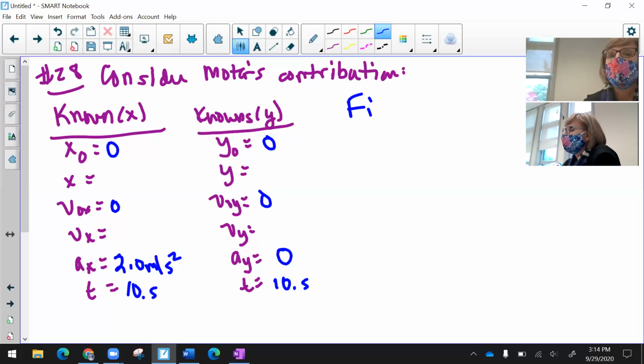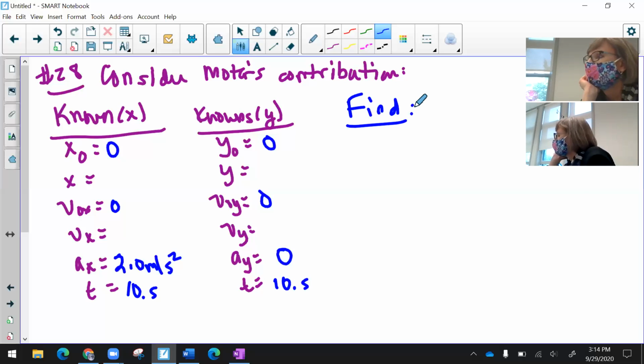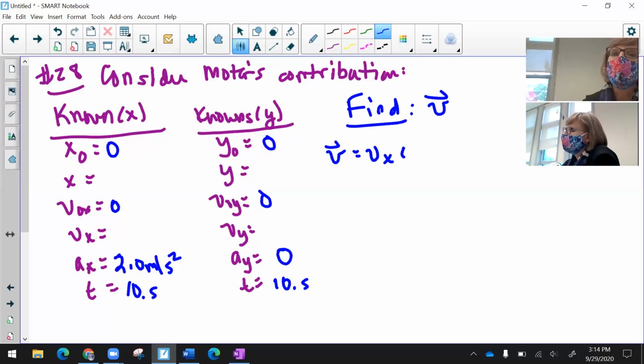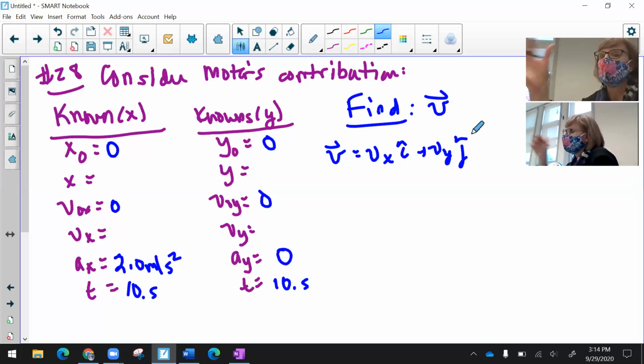And then we need to make our find statement. What are we supposed to find? We're supposed to find the velocity. But remember, I expressed that velocity as Vx i plus Vy j. So I can figure out what Vx and Vy are separately and then just put them back into this equation. So let's start with Vx. If I want to find Vx, which equation am I going to use?